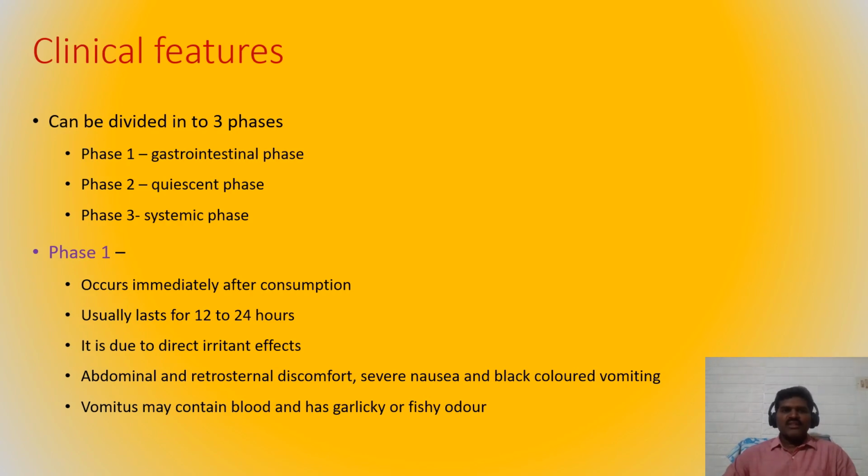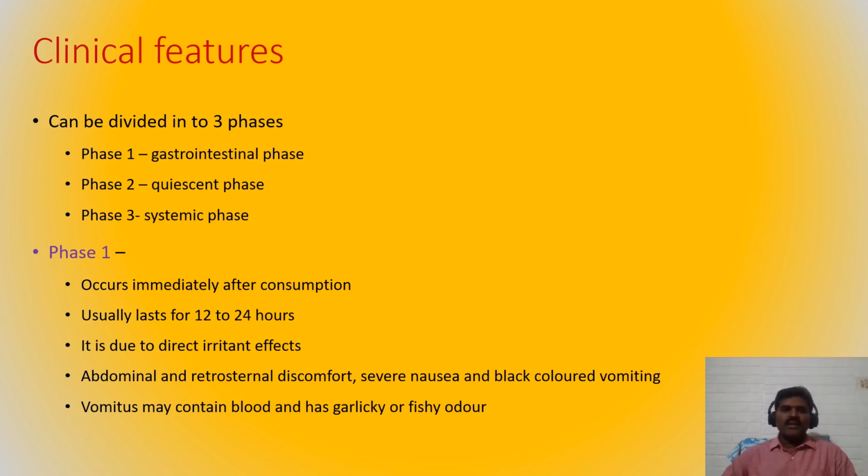Coming to the clinical features, they can be divided into three phases. Phase 1 is the gastrointestinal phase. Phase 2 is the quiescent phase where you don't see any symptoms, and phase 3 is the systemic phase. Phase 1 occurs usually immediately after consumption and usually lasts for 12 to 24 hours. This is due to both the strong pungent garlicky odor and the direct irritant effects of the compounds.